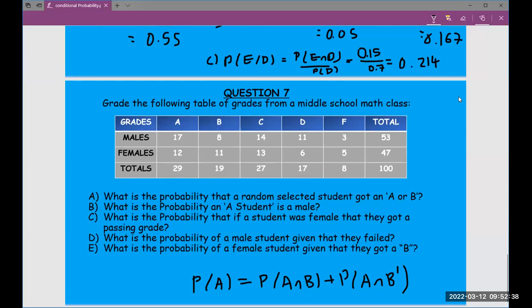Now, this last question is a table question. Sometimes, not all the time, they're going to give you probability that is straightforward. Sometimes you're going to get probability where you have to use a table and answer the question, right? So you're still using the formulas that we learned, but now you're using the formulas in a table. All right, so go ahead and do these here.